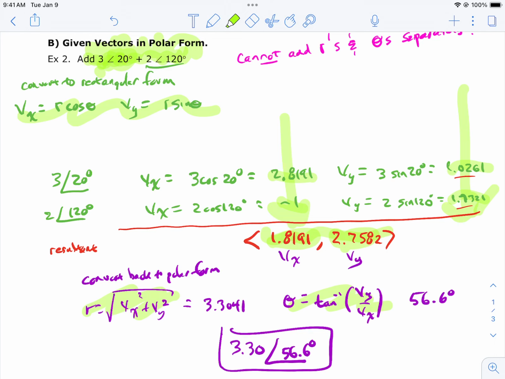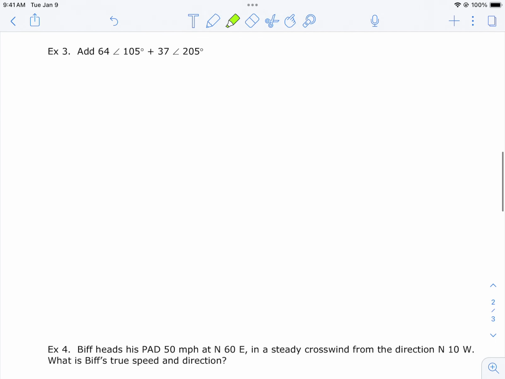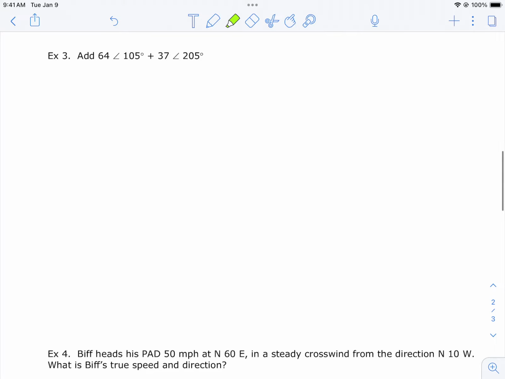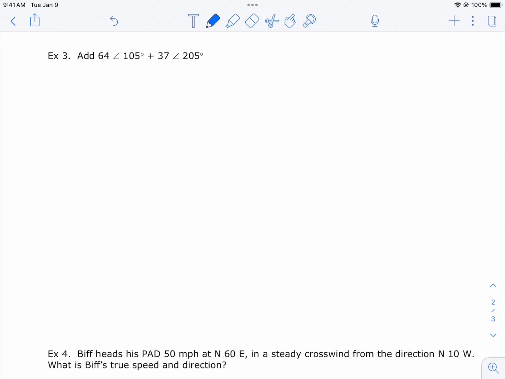Okay, so I think I only have 2 more examples, but they are important examples. So this one's an important example. Now let me see if I can convince you. Okay, so it's the same thing. We're given some vectors in polar form, and we want to add them up, which means first we should get the rectangular form.